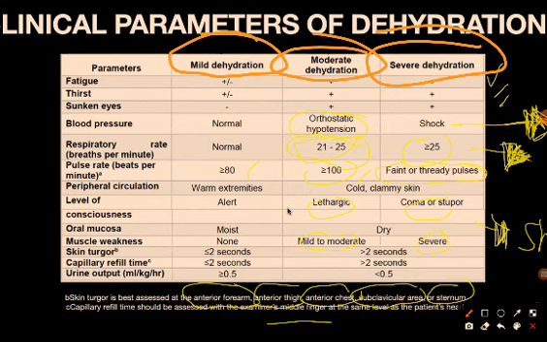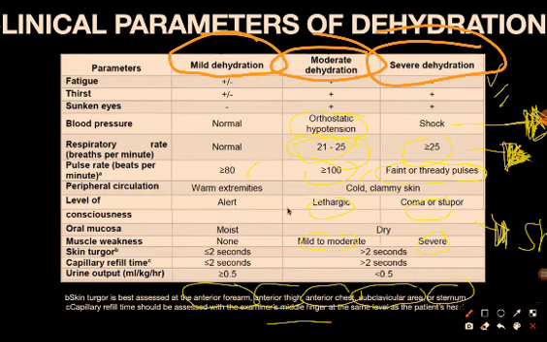Then we have faint or steady pulse rate. Then there is coma or stupor, and muscle weakness is severe. And remember, the urine output is less than 0.5. If there are signs of shock, that is severe dehydration. If none, then that is only moderate dehydration.